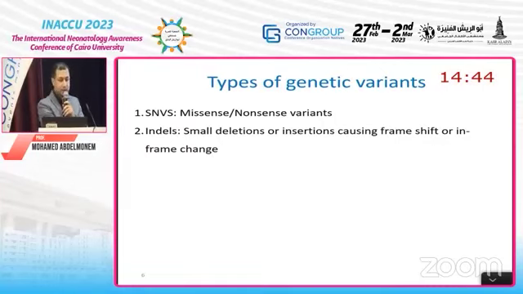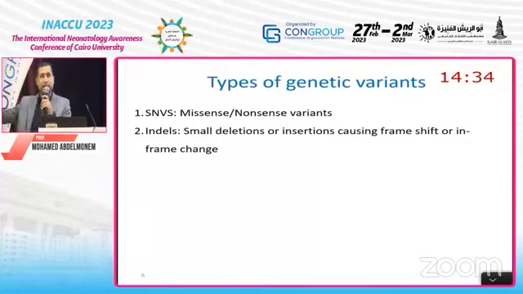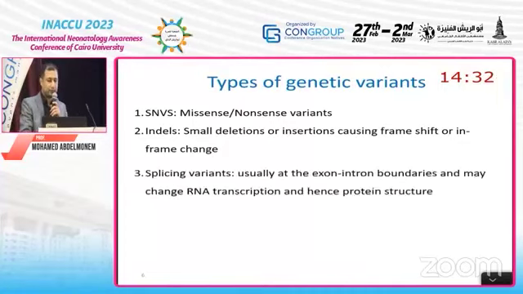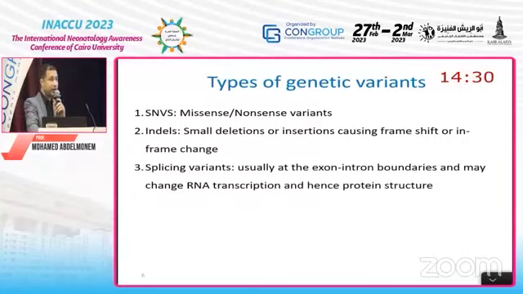There are also in-frame insertions or deletions, just deleting one or two amino acids while keeping the sequence afterwards. We have also splicing variants. Splicing variants are the variants that occur at the exon-intron boundaries, and they may change the RNA transcription, leading to the formation of a defective protein.